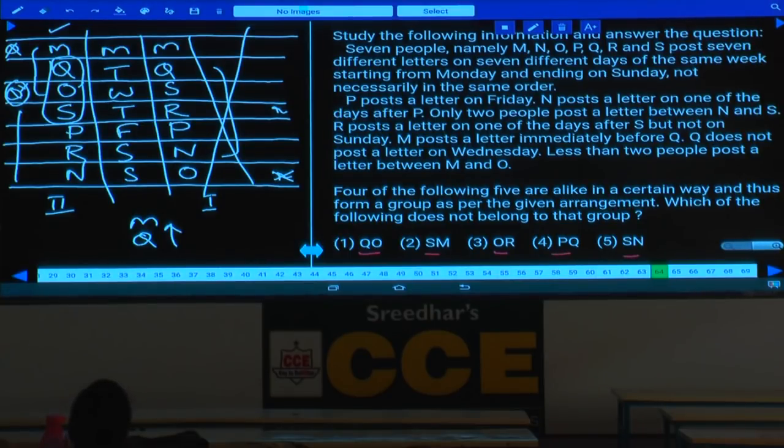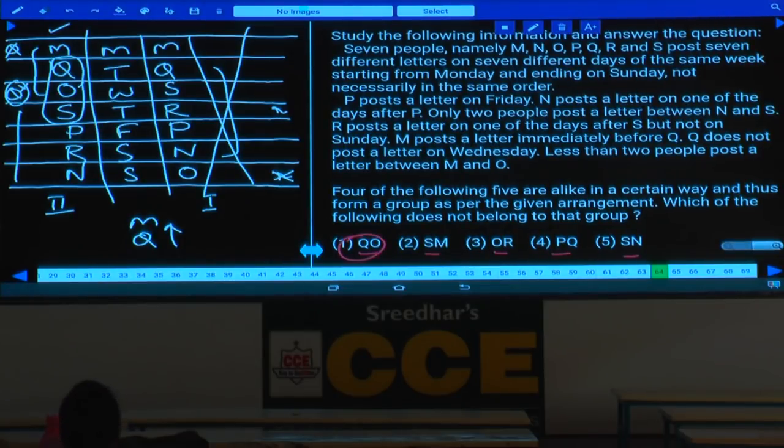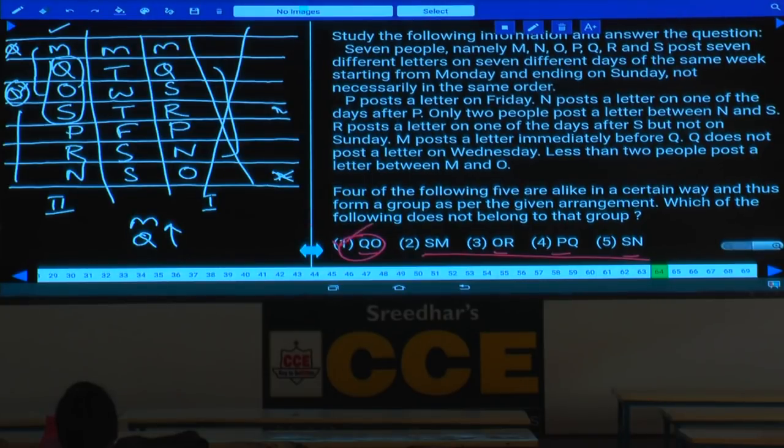Between S and N also there are 2 persons. Except in choice 1, in the remaining choices there are 2 persons between the first person and the second person. But in choice 1, between Q and O there is no person. Then what is the odd one out here? Choice 1 is the odd one. Except Q and O, in the remaining pairs there are 2 persons between them. Q and O are adjacent persons.